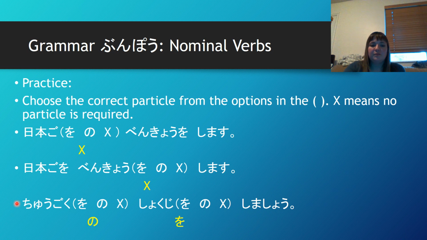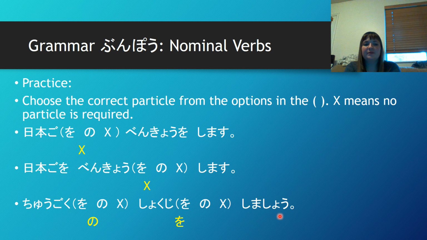So if you put no to modify shokuji, so we can say that we're having Chinese food. We're going to go have Chinese dining. And you put o for your particle. You are correct. Good job. Again, this is a little bit tricky.